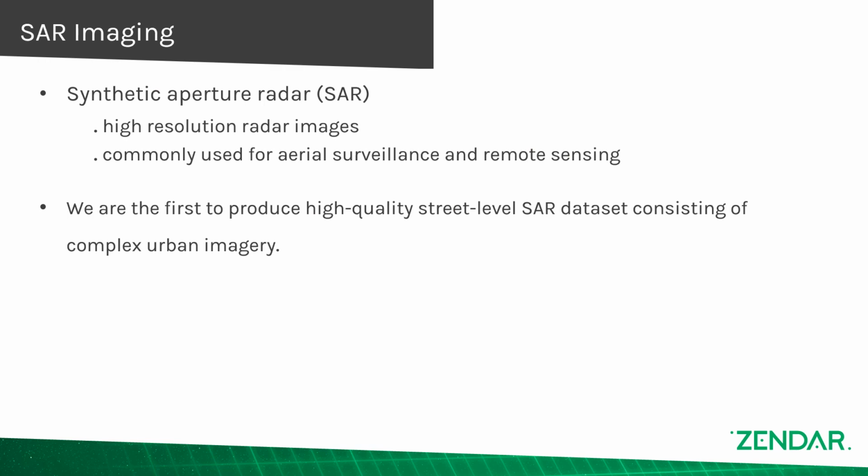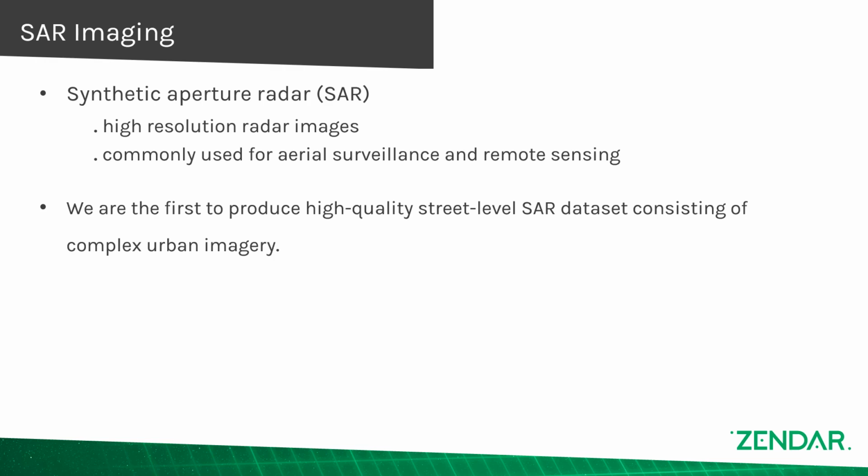In order to move away from the sparse representation and be able to produce high resolution radar images, we can use synthetic aperture radar, or SAR. SAR is a set of related techniques for coherently combining radar returns from a moving radar over a subsegment of the radar's path. SAR has been commonly used for aerial surveillance and remote sensing.